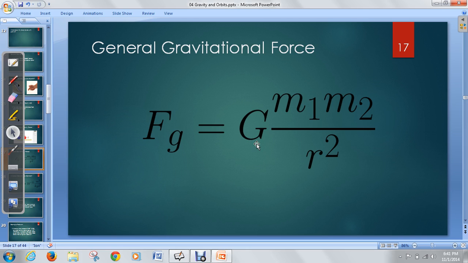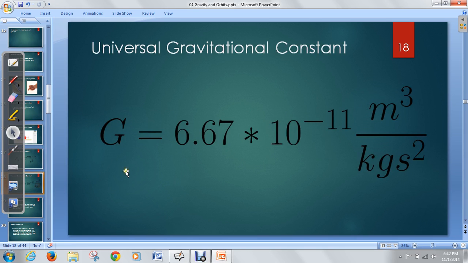This constant determines how much of the force there is. As you can imagine, for gravity, this is going to be a very small number, because if you have a 10 kilogram object and another 10 kilogram object at a short distance, it's still a very, very small force. So if you want to look at the actual number, this universal gravitational constant, this big G, is equal to 6.67 times 10 to the negative 11th.